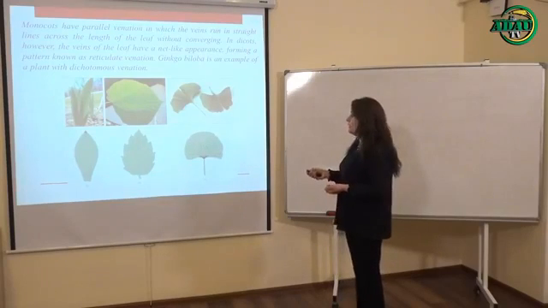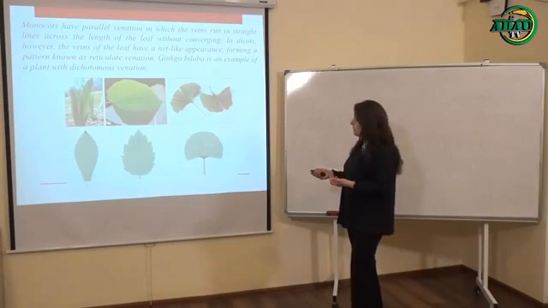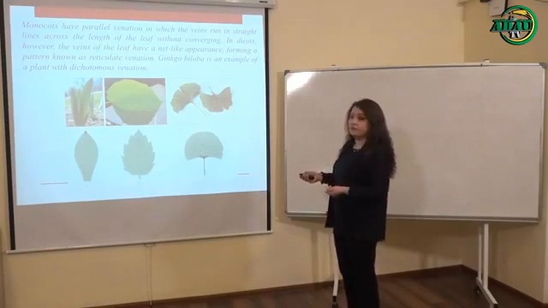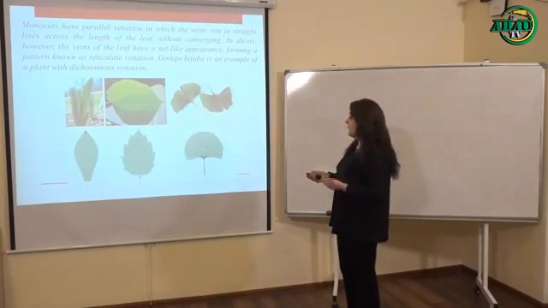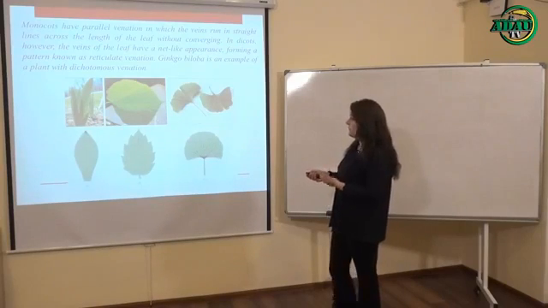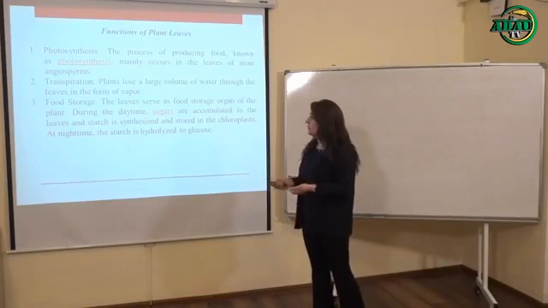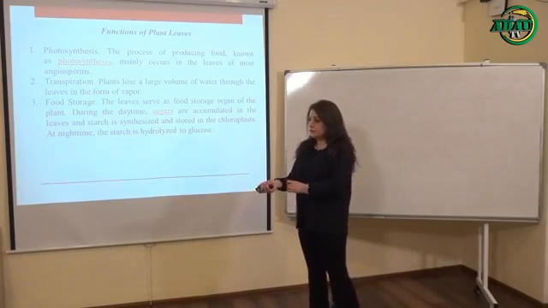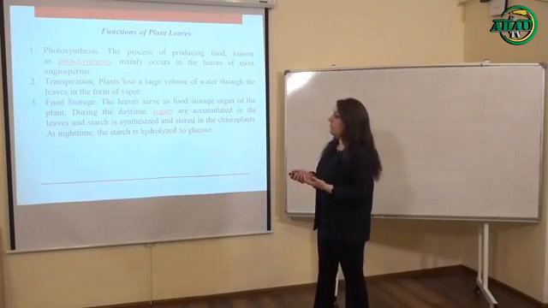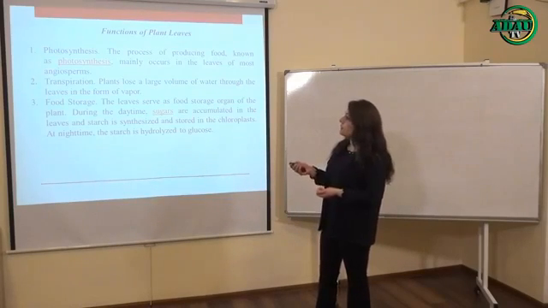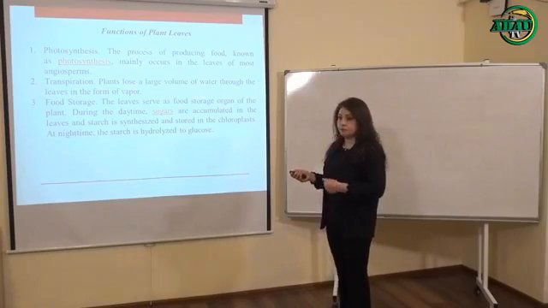This is a leaf of the ginkgo tree, and Ginkgo biloba is an example of a plant with dichotomous venation. The leaves of Ginkgo biloba have dichotomous venation. Now, the functions of the leaves. Leaves perform three main functions: photosynthesis, transpiration, and food storage.